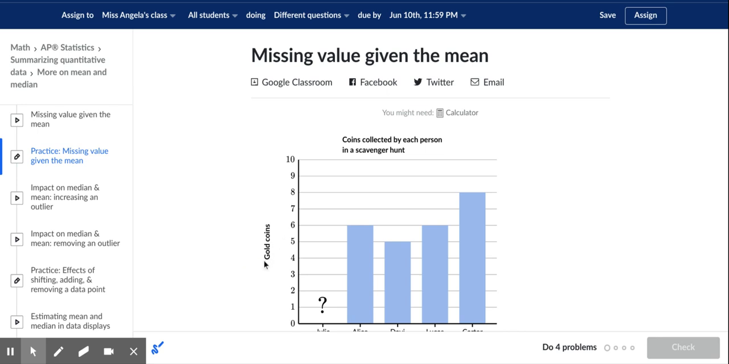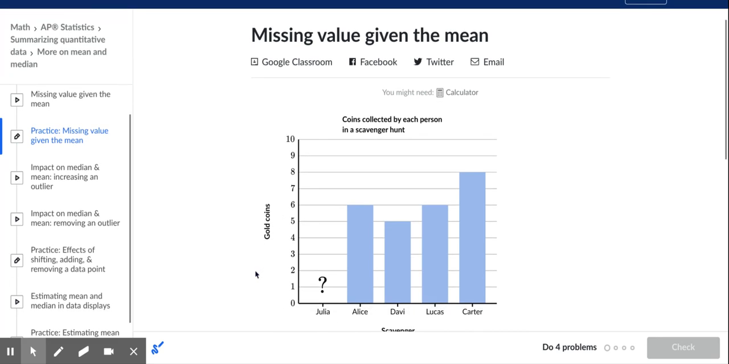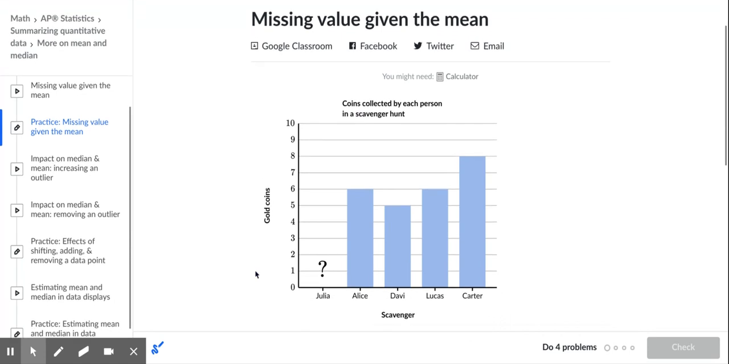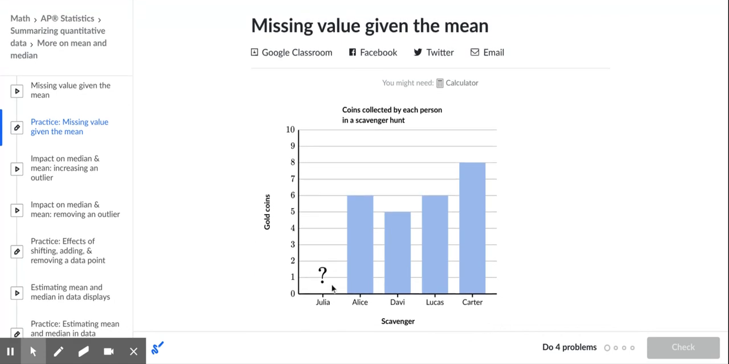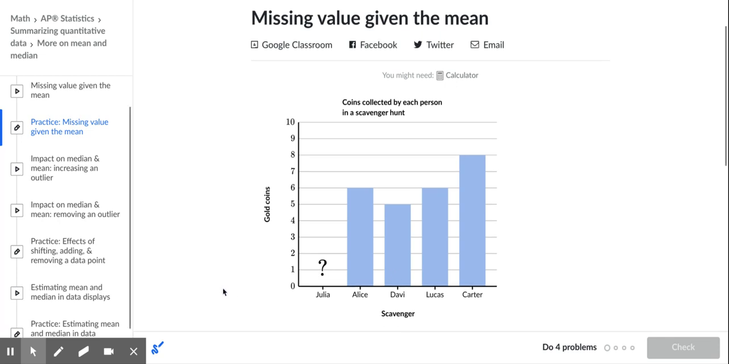Hey guys, in this video we're talking about the mean, which is just a fancy way of saying average. So to calculate a mean, you need to know what your data points are and how many of them there are. So in this one, for example, we don't know this data point, but say we did, say this data point was 3, then to find the mean, we would just do 3 plus 6 plus 5 plus 6 plus 8 and divide all of that by 5 because that's the number of data points we have. So we're really just finding the average.